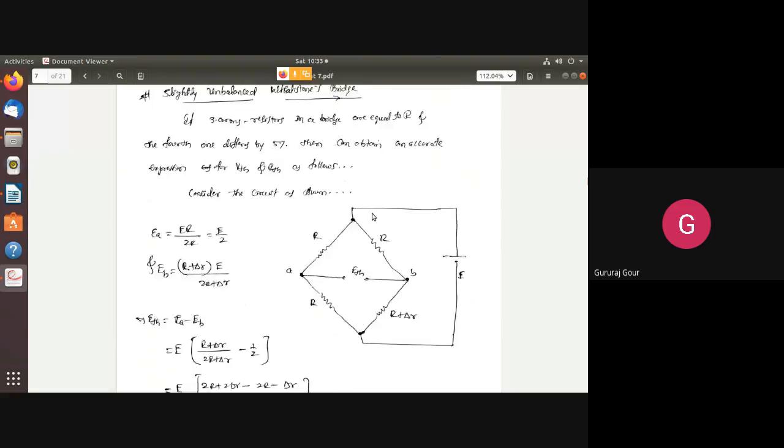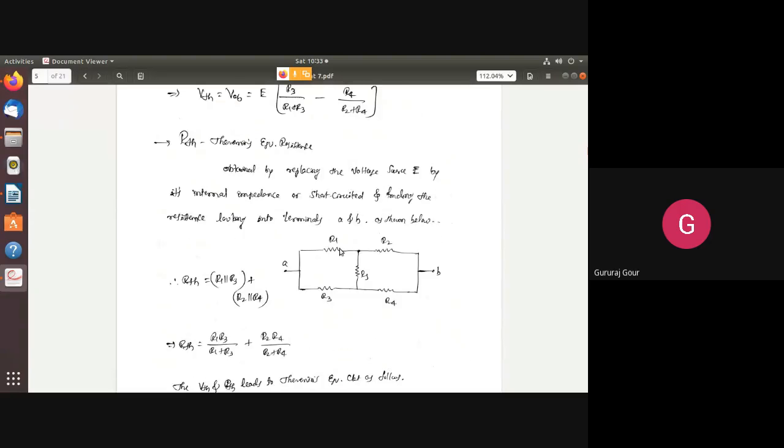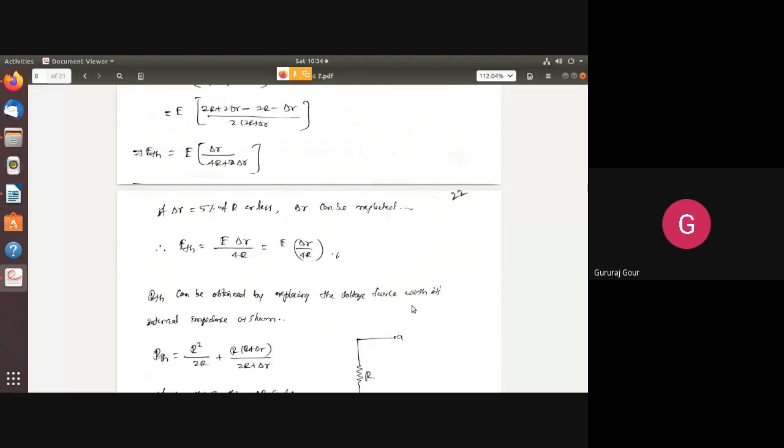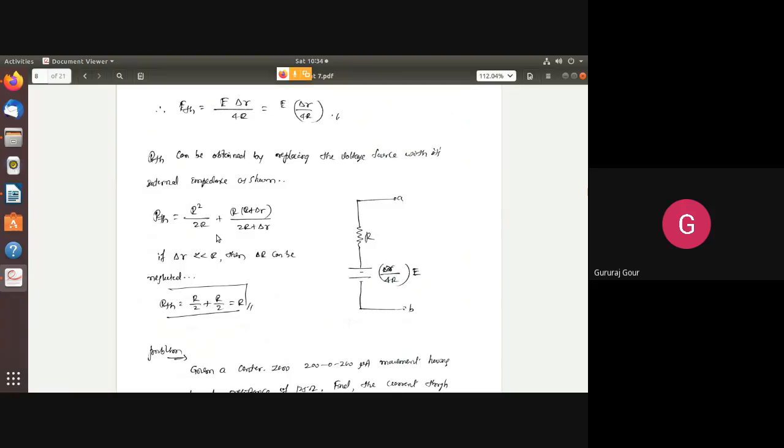If you follow the steps like that, these two are running in parallel. All are R here except R4, that is R plus delta R. So R and this are going in parallel. That is, you can calculate how much you will get. R by 2 we will get, plus R in parallel with R plus delta R, you can calculate. If you do that with pen and paper, finally we are getting RTH equal to R.